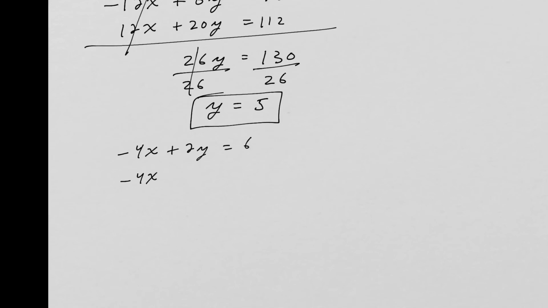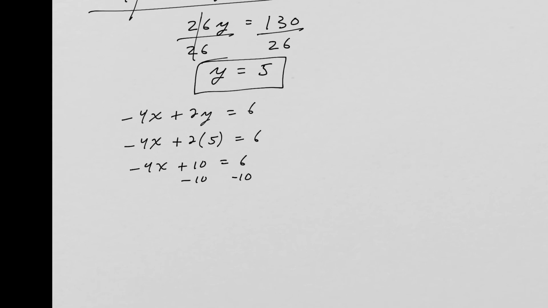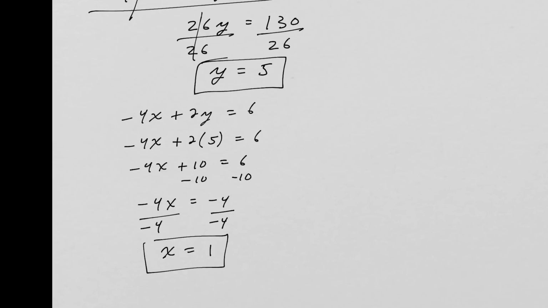So now I want to plug in 5 for y. So I'm going to get negative 4x plus 10 is equal to 6. Need to subtract 10. So I have negative 4x is equal to 6 minus 10, which is negative 4. And then finally, if I divide both sides by negative 4, I'm going to get x is equal to 1. So my solution, if we want to write it as an ordered pair, is (1, 5).